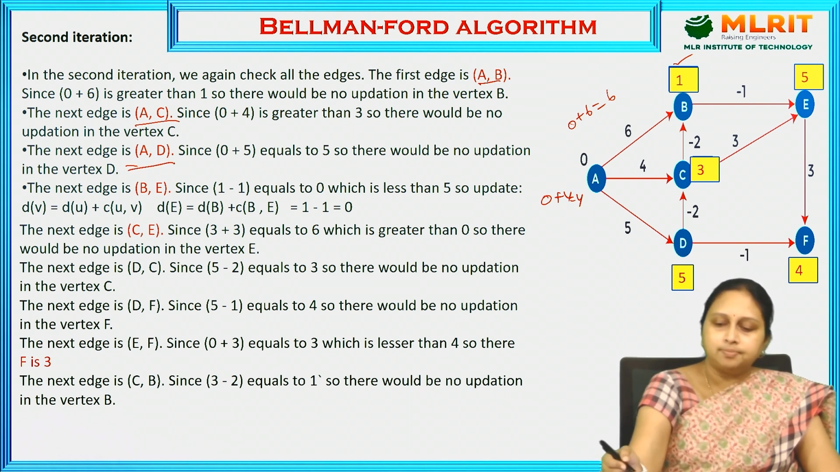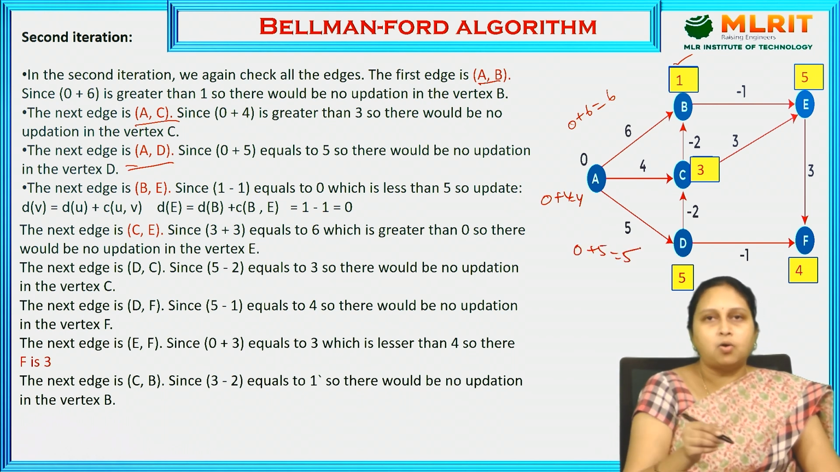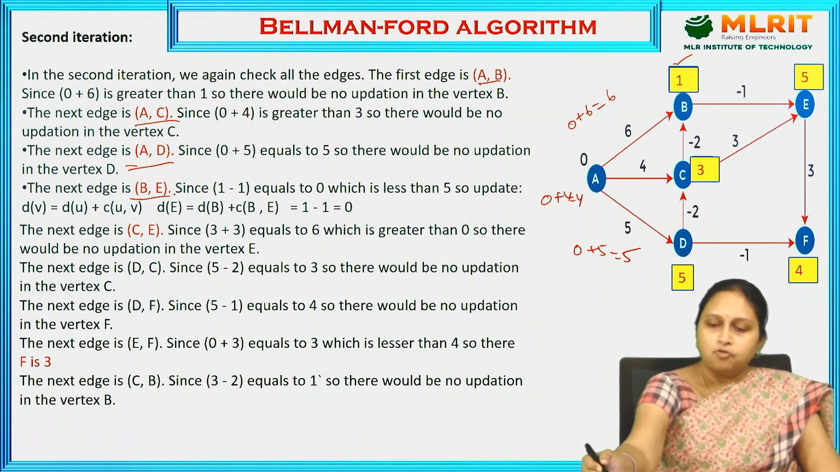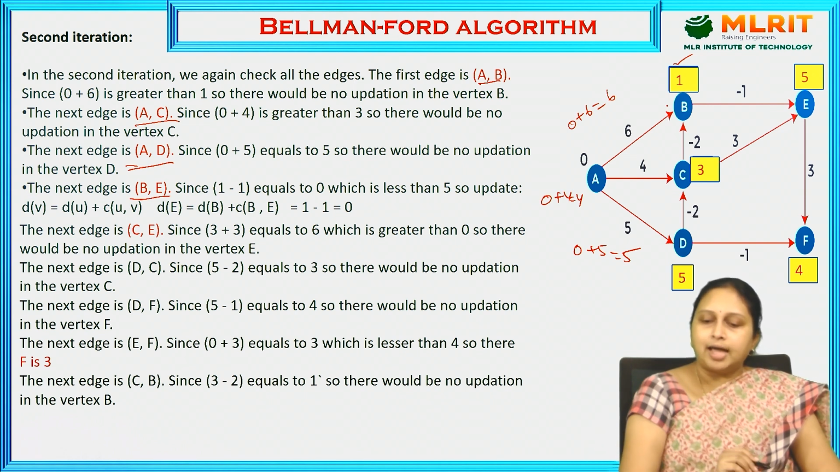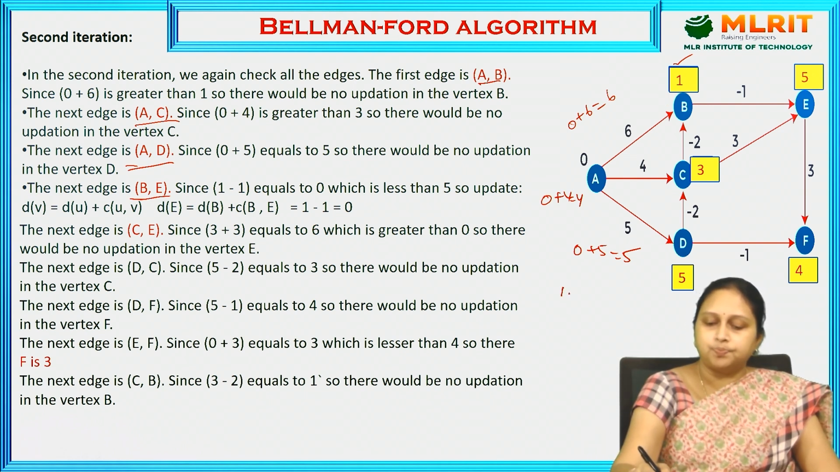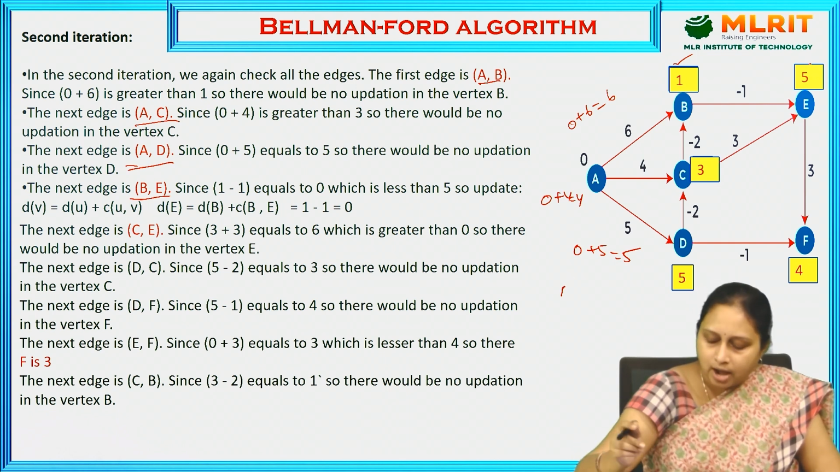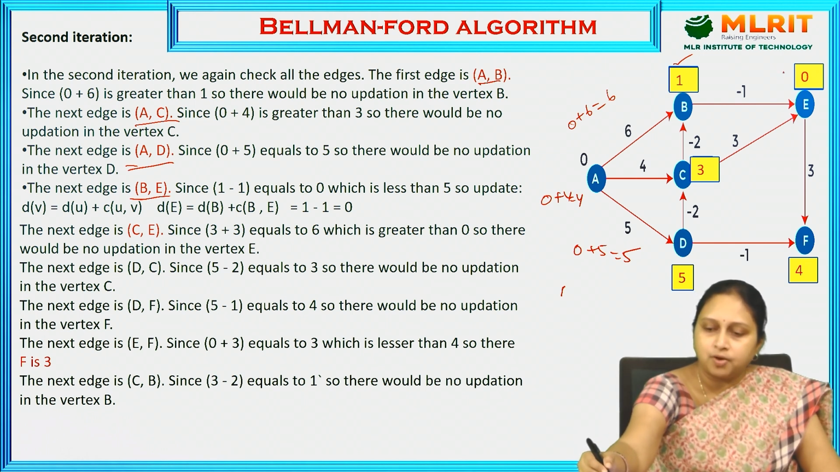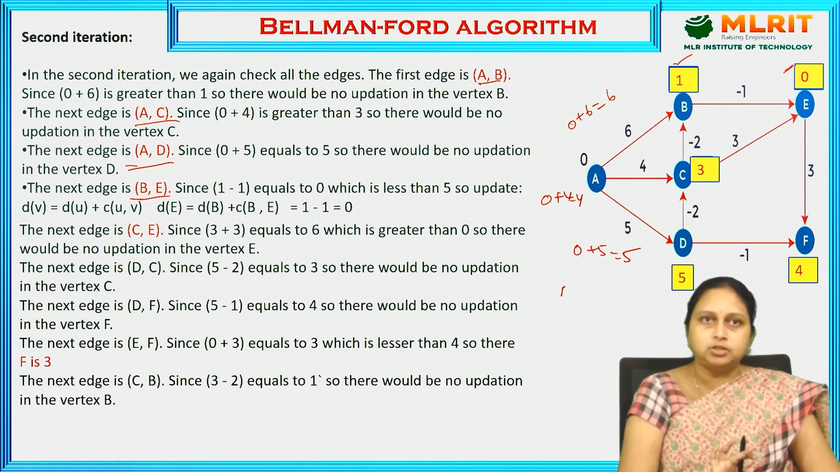Next, A to D. A to D we have 0 plus 5 is nothing but 5. But already we have the 5 value. So, no change in that. Okay. Next, we have B to E. For B to E, actually the B value is 1. 1 minus 1 is nothing but 0. Right? Now, I need to replace E with 0. Because 0 is less than 5 value. So, I need to replace 5 with 0. This is the only change we find.